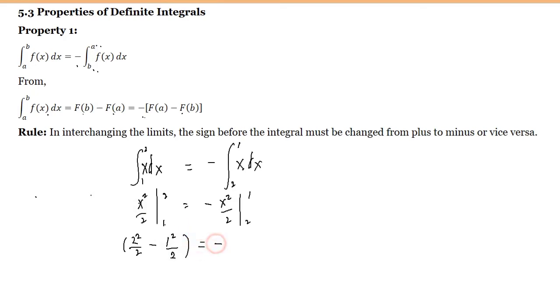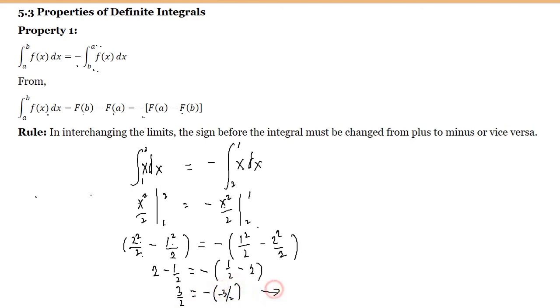And this is just equal to negative of the upper limit, which is 1 squared over 2, minus the lower limit, which is 2 squared over 2. So we have here 2 squared is 4, divided by 2 is 2, minus 1 squared over 2 is 1/2. So this is equal to negative of 1/2 minus 2. Simplifying this, we have 3/2 here, and this is negative of negative 3/2. So simplifying further, we have 3/2 is equal to 3/2.